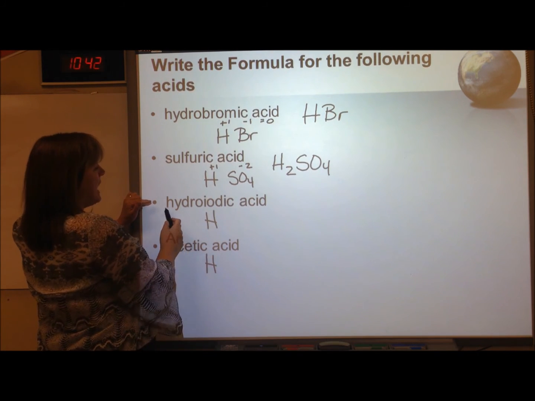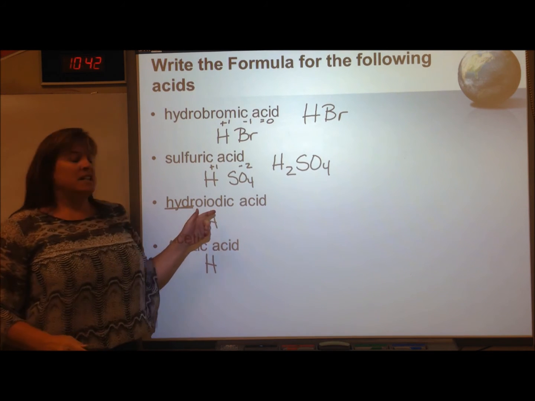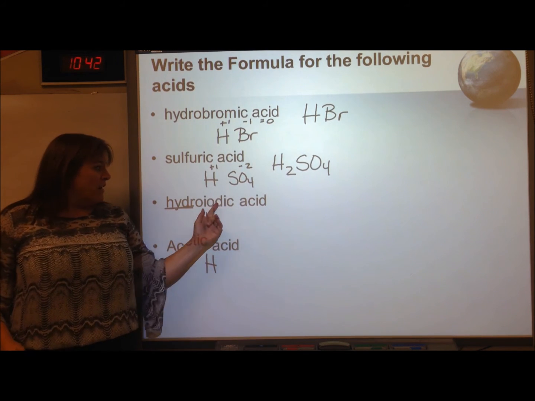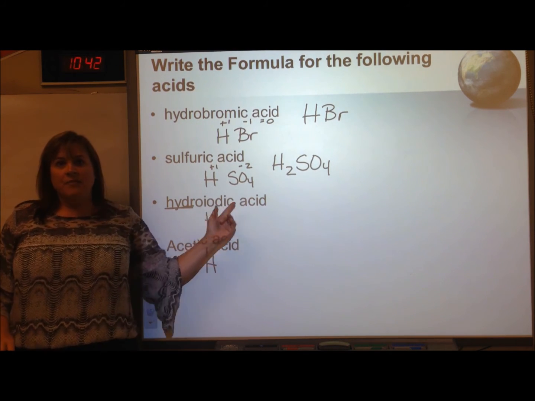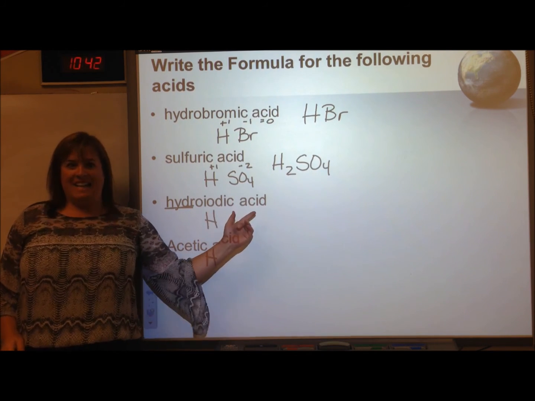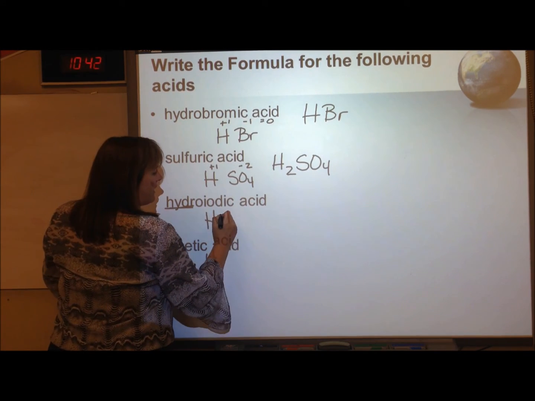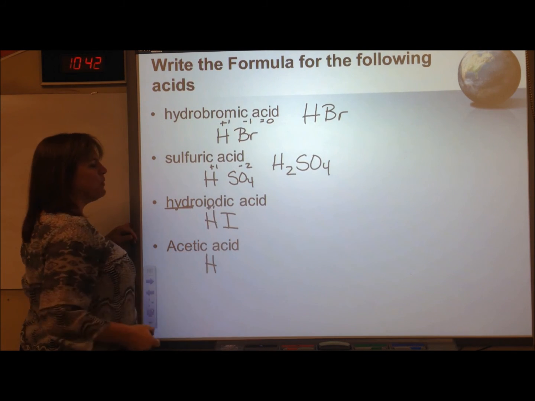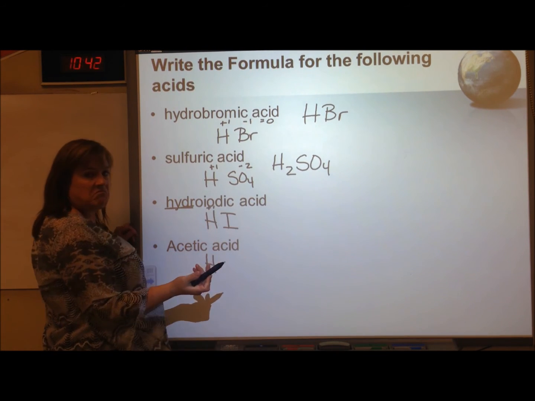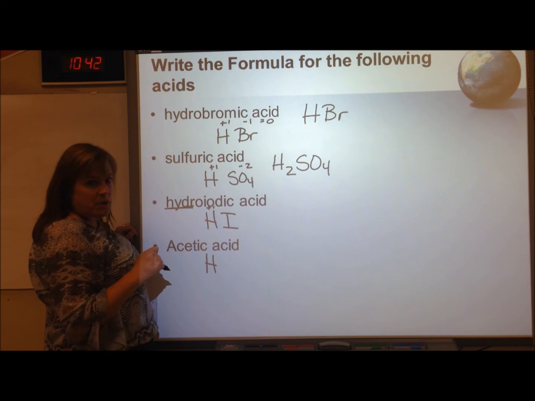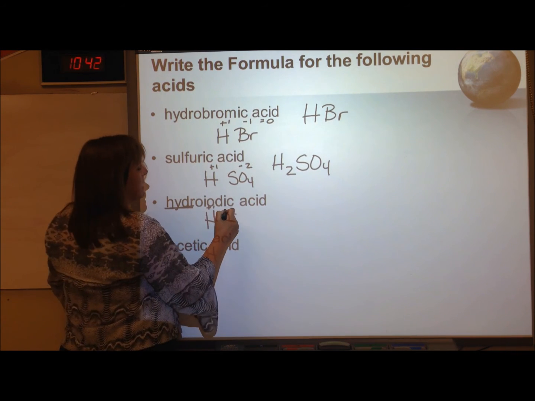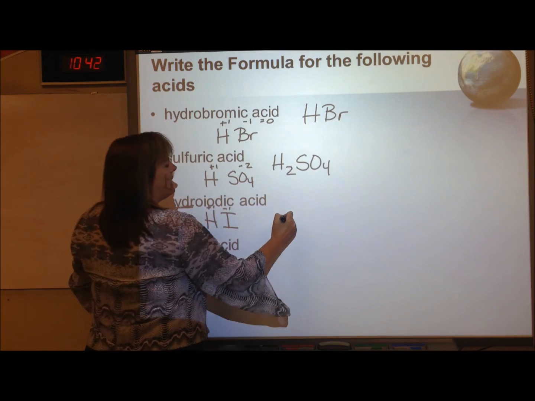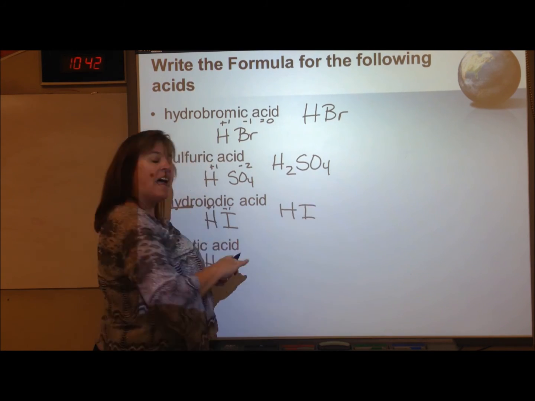All right, what about this? I got hydro, which means I'm looking for whatever iode could be. That would be iodine. So we're going to put an I there. Go to the periodic table, take a look. H is always +1. I is in column 7, just like bromine was, just like chlorine is, -1. So it's just HI.